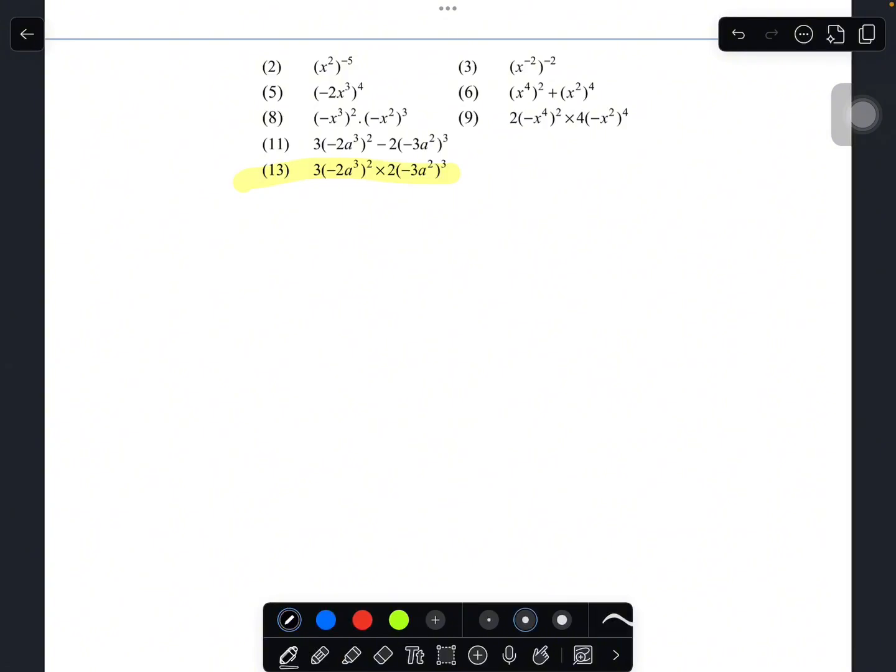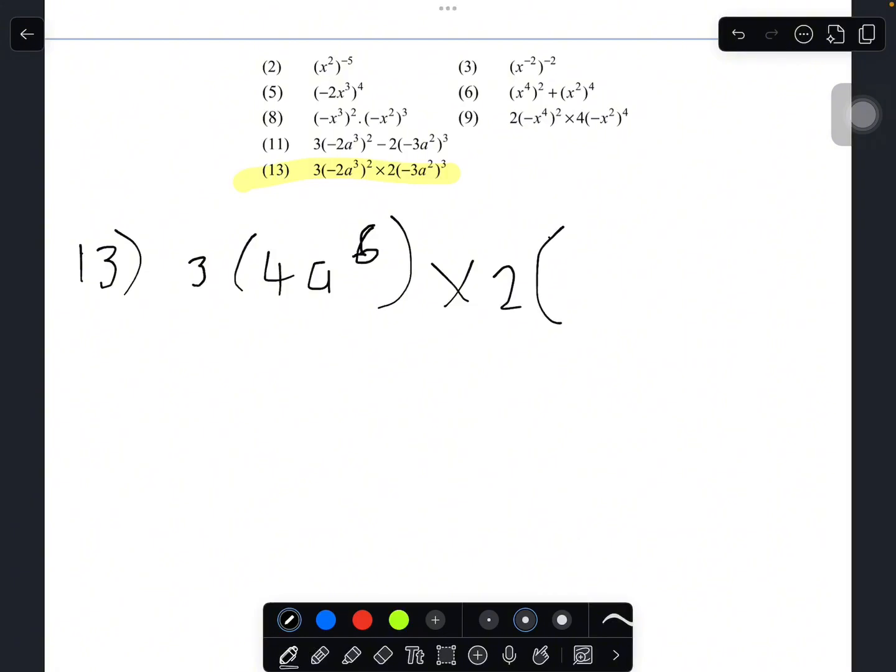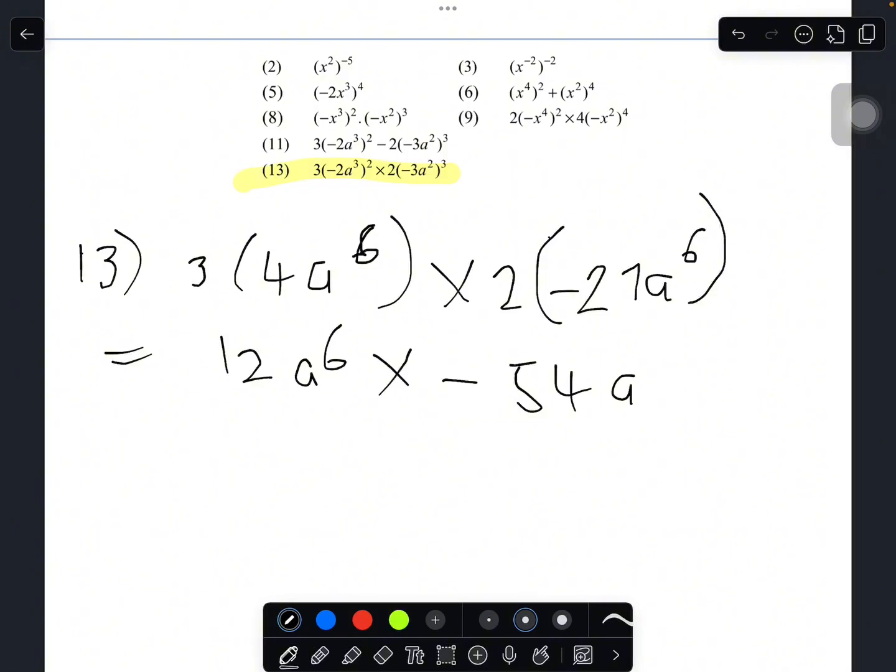Time to move on to this final one here. So looking at number 13 here, we're going to do the brackets first like what we did last time. So we have 3 open brackets. We have negative 2 to the power 2, so it's going to be a positive 4a to the power 6, times 2 into negative 27a to the power 6, and that's then going to equal 12a to the power 6 times negative 54a to the power 6.